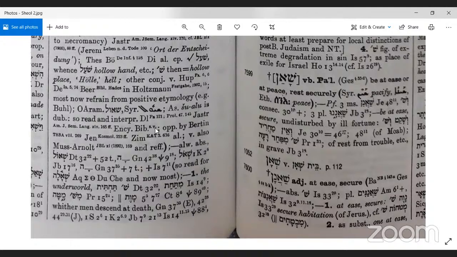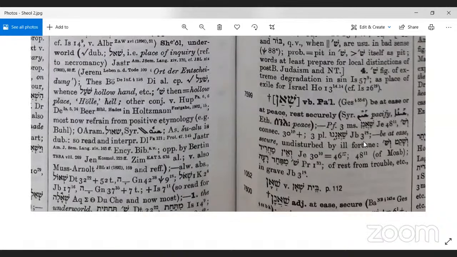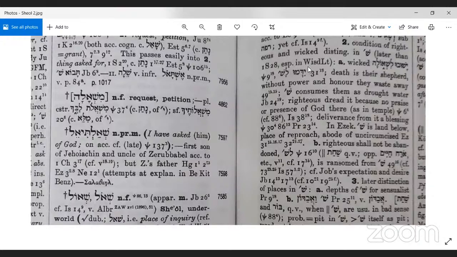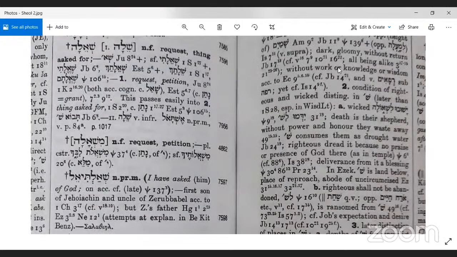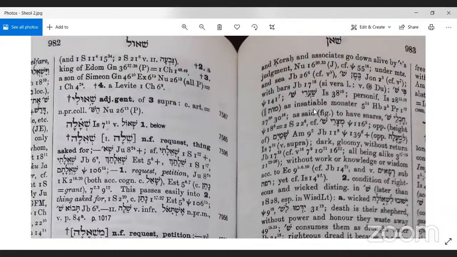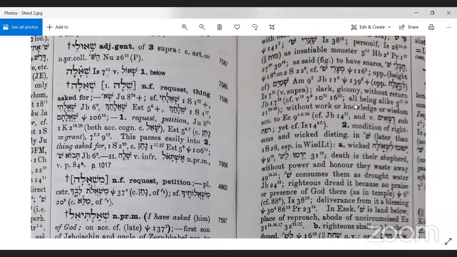All right, so let's see what else we can find. This is Brown Driver Briggs. So the underworld right here, that's the underworld. The next line is whither men descend at death. It gives an example about Korah. Well, that's interesting. Dark, gloomy, without return. Without work, knowledge, or wisdom.